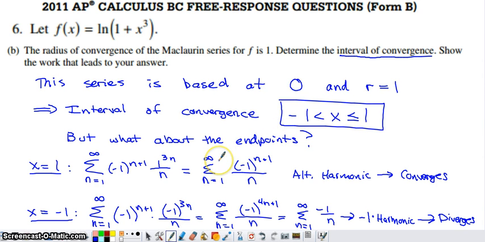So the tricky thing here is recognizing that you have to consider the endpoints and whether or not they can be included within the interval of convergence.